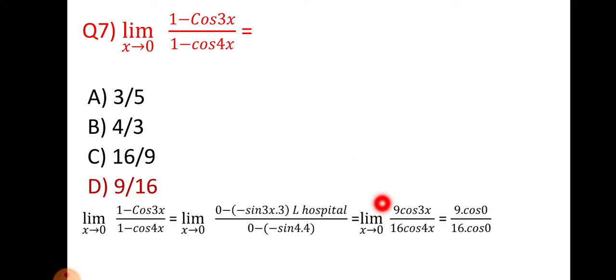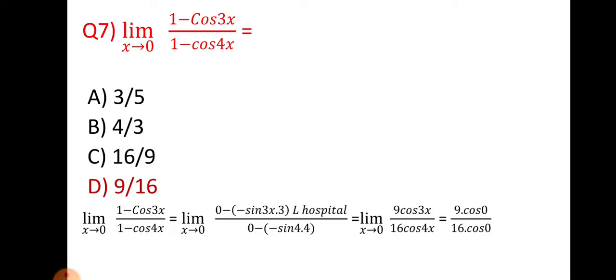This 9 will come at the front, and the derivative of sin 3x is 3 cos 3x, that is 3 into 3 will be 9, and 9 cos 3x divided by 16 cos 4x will come here. In this case, if we substitute our x by 0, we know that cos 0 is 1 and the denominator is also cos 0. Final answer will be 9 by 16, and 9 by 16 is in option choice D.